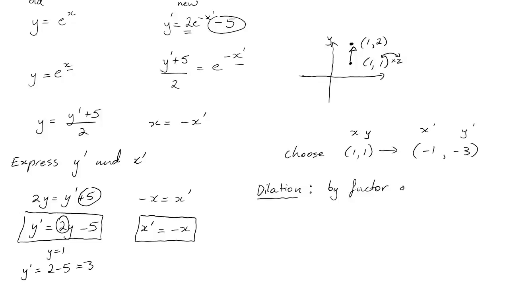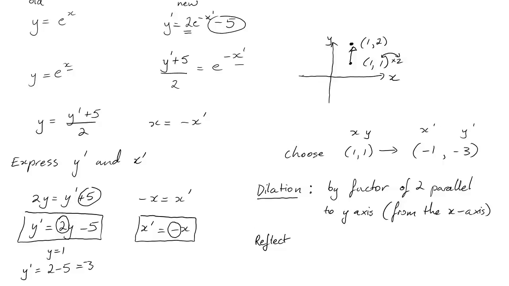So there's a dilation by a factor of 2 parallel to the y-axis. You could also just as well say it's from the x-axis, because that would be the same kind of thing, except you're just looking at a different axis. So this is the dilation. Next, we can see that there's no x dilation. There's no number in front of x apart from -1, which actually correlates to the reflection.